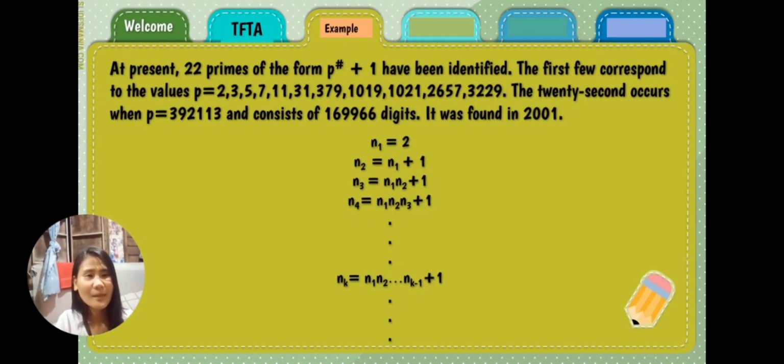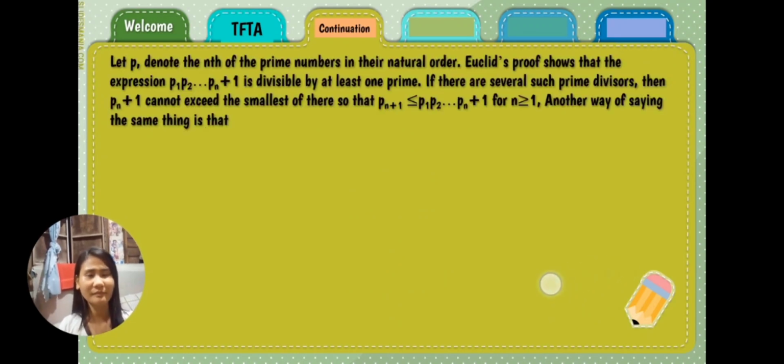First is n sub 1 is equals to 2, n sub 2 is equals to n sub 1 plus 1, n sub 3 is equals to n sub 1, n sub 2 plus 1, then n sub 4 is equals to n sub 1, n sub 2, n sub 3 plus 1. So if we will break it down, we have n sub k is equals to n sub 1, n sub 2 to n sub k minus 1 plus 1.